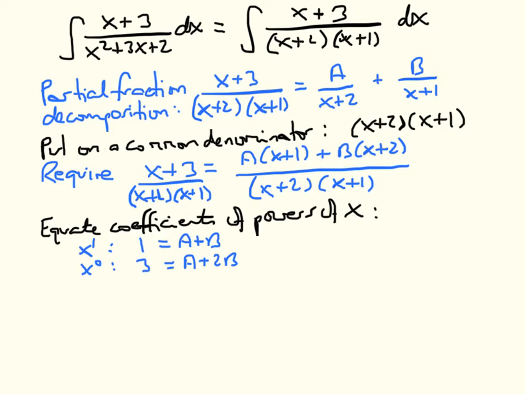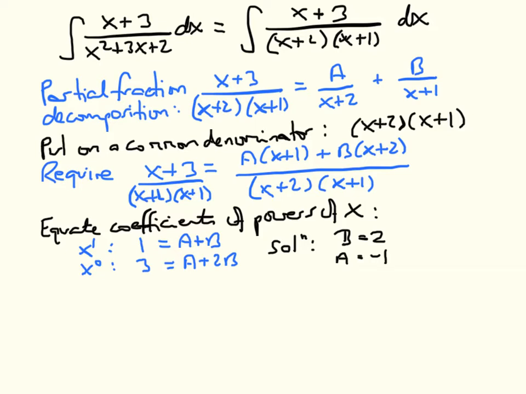So the solution is b is equal to 2. And if we look at this equation here, say, if b is 2, a has got to be minus 1, so that a plus b would be 1. So we have a is equal to minus 1.